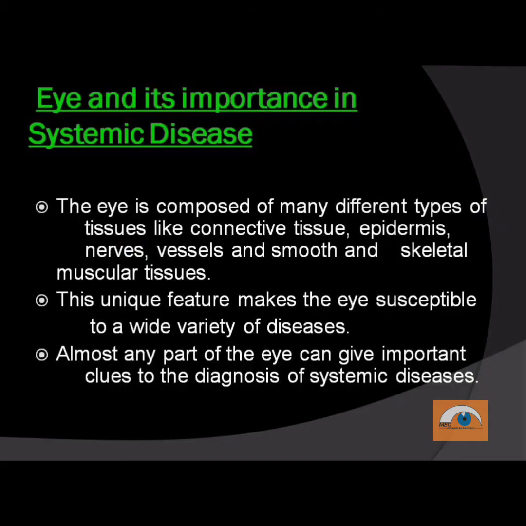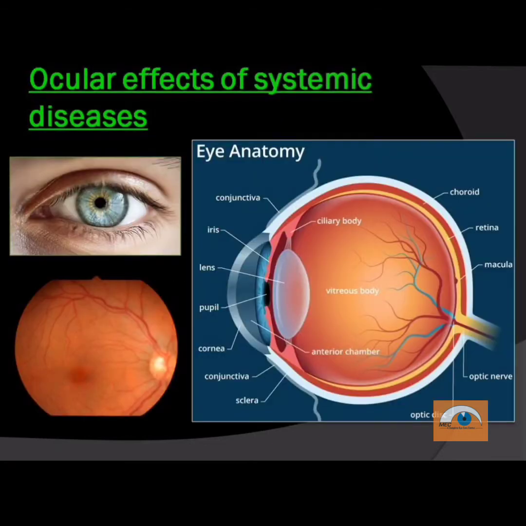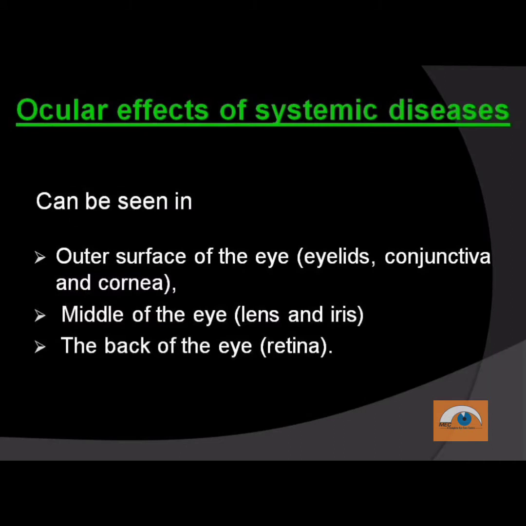The eye is composed of many different types of tissues like connective tissue, epidermis, nerves, vessels and smooth and skeletal muscular tissues. This unique feature makes the eye susceptible to a wide variety of diseases. Almost any part of the eye can give important clues to the diagnosis of systemic diseases: the outer parts of the eye like eyelids, conjunctiva and cornea, the middle parts of the eye like iris and lens, and the back part of the eye, that is, retina.